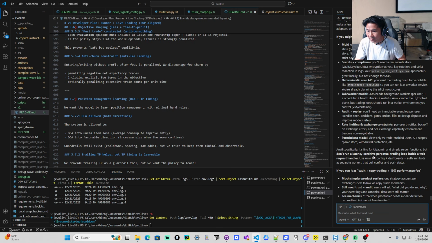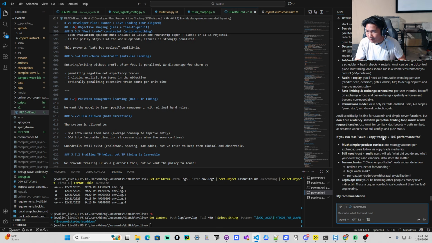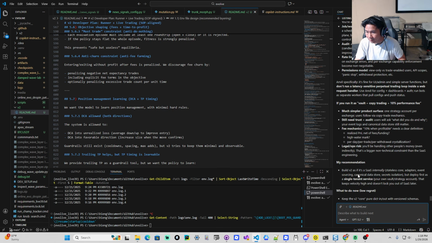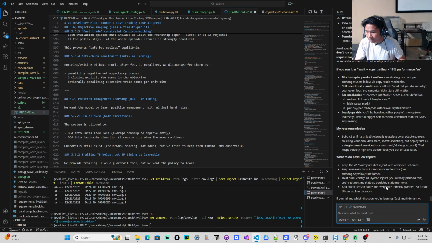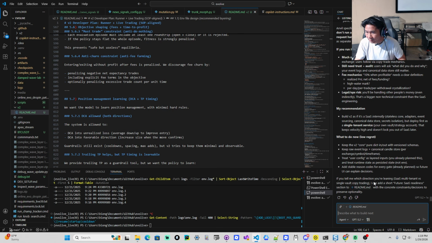But don't run latency sensitive perps. Yeah. Copy trading with a 10% fee is much simpler. You can trust audit users. This is SaaS eventually, stateless core, but deploy first as a single tenant service in your own vault. Keep the v2 core prediction out. Keep all event logs. Treat user config as layered inputs. And then treat runtime state versus stable reason codes. Which direction are you leaning? SaaS multi, single vault copy trading. Future SaaS readiness.